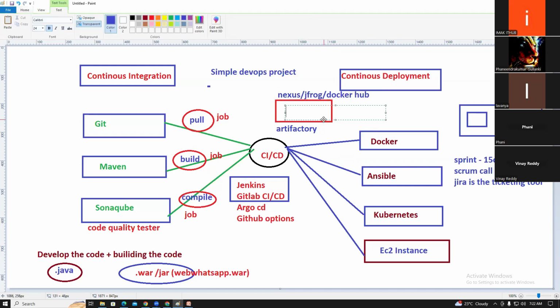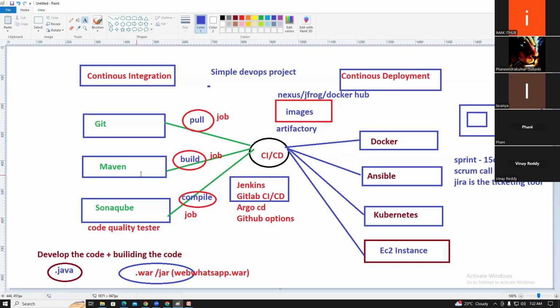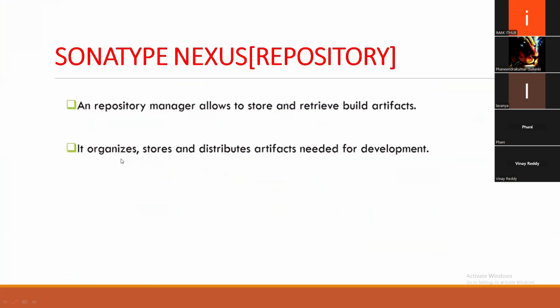So what is available here? Images. Once we build the image, it is pushed to the artifactory. From the artifactory, they will deploy to an EC2 instance or our Kubernetes, whatever it may be, guys. It organizes, stores, and distributes artifacts needed for development.